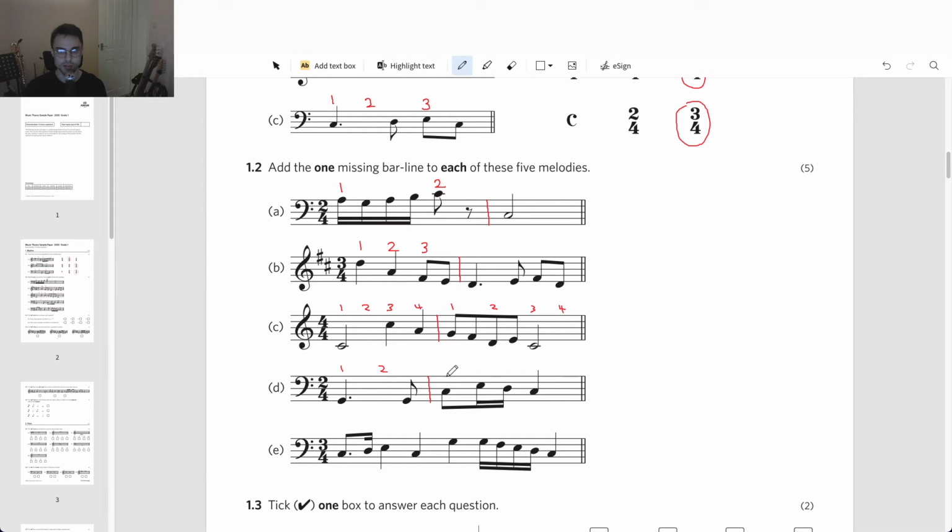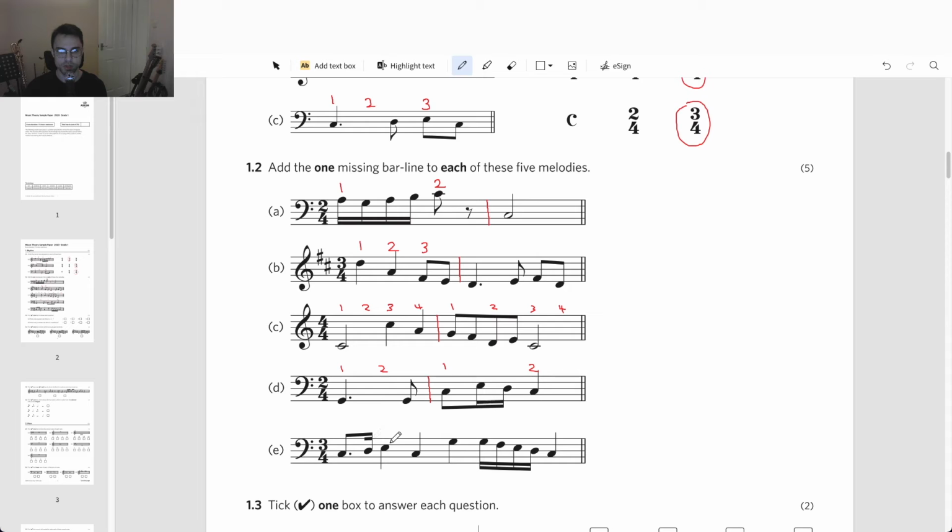Does this add up? Let's see. Here's 1. So we know 1 is there. And if that's 1 on its own in this bar, this is going to be the second beat of the bar, which means the first beat of the bar is going to be here. And 2 semiquavers plus a quaver equals a crotchet.